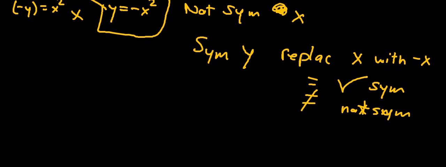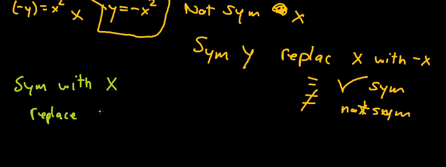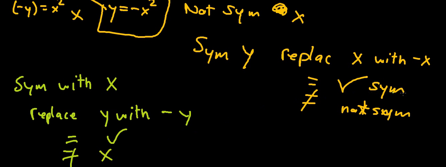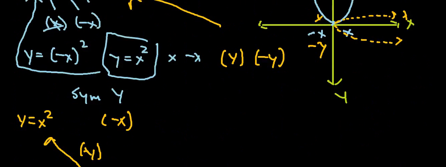And for symmetry with the x-axis, we have to replace y with minus y. And if they are the same equation, then it is symmetrical, and if they're not the same equation, then it's not. So again, let's go over this example real quick.